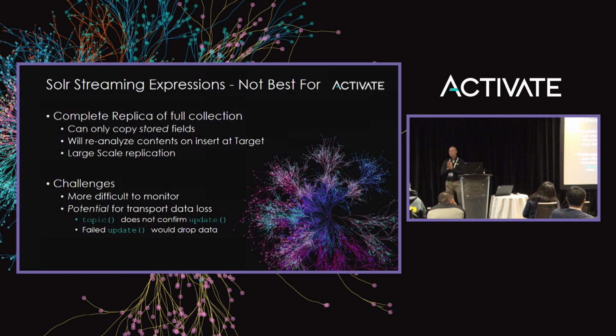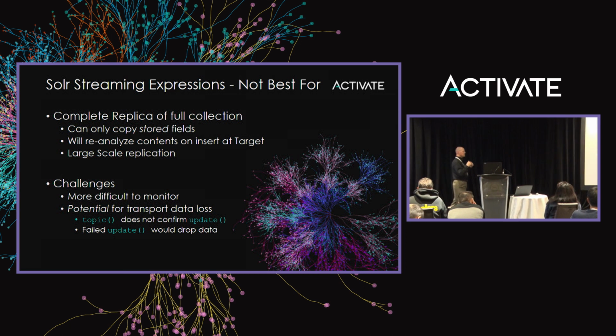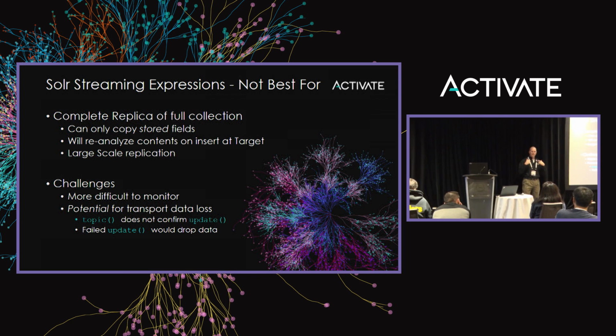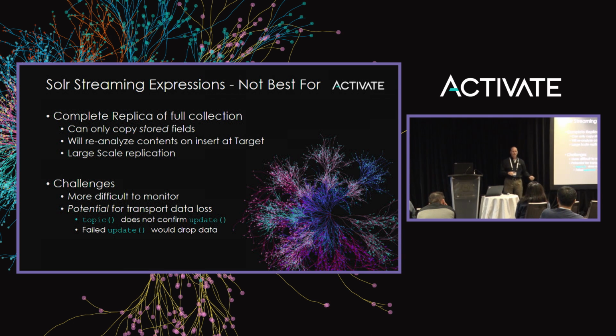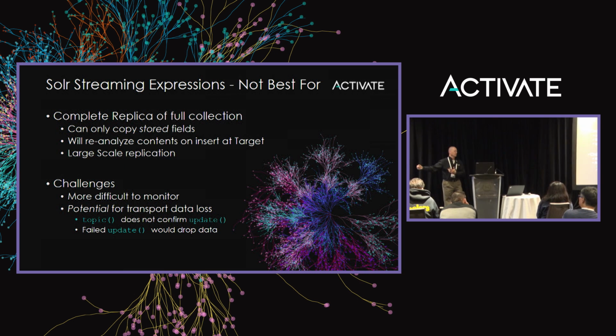It can only copy stored fields. So this is true of every Solr collection. If your schema says only certain fields are stored, then those are the only fields that are going to come back when you do a query. Well, this is based on a query. So if you need fields to be replicated that you didn't store, you're not going to get them on the other side. So location A is not necessarily going to completely match location B. Sometimes that's fine. Sometimes that's not fine, but this is one of the determiners of which strategy is going to be best for you.